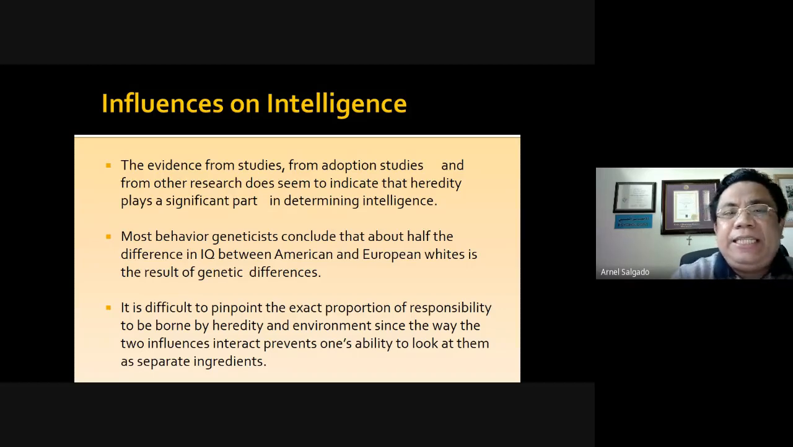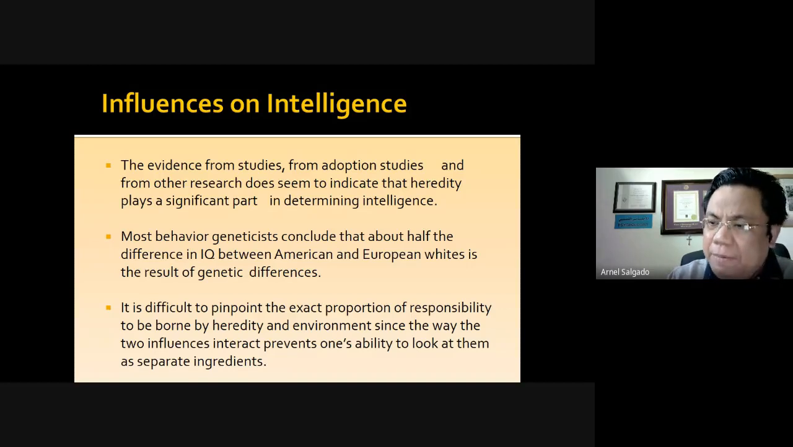So most behavior geneticists conclude that about half the difference in IQ between American and European whites is the result of genetic differences. So they are already leaning toward heredity, leaning toward genetics. Now, in a way, they are trying to compare cultures from cultures, race from race. And they were able to find differences between different races. This is about races also, which I do not want to indulge on, but there is research that would show that one race could be superior to the other. So in terms of IQ, the difference between American and European whites is the result of genetic differences.